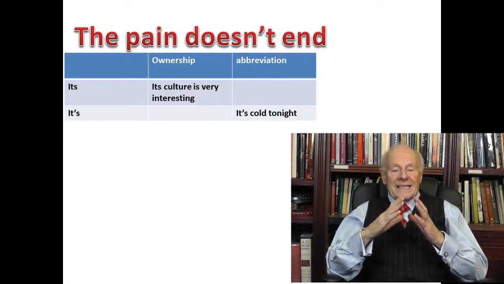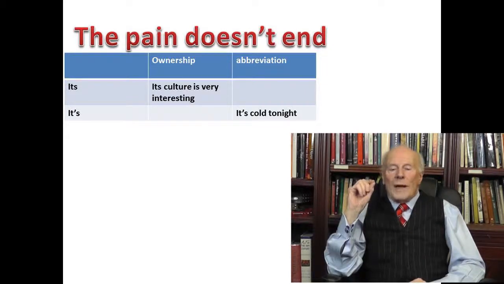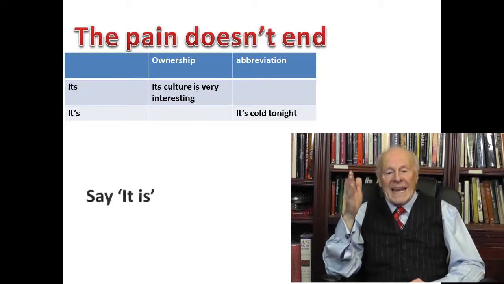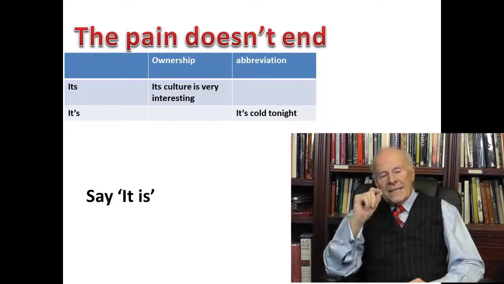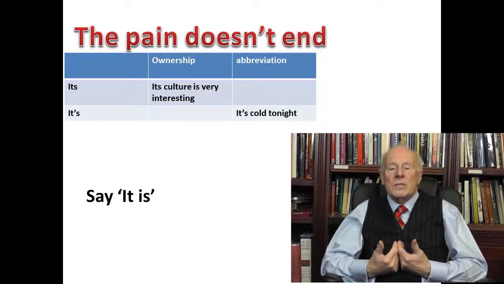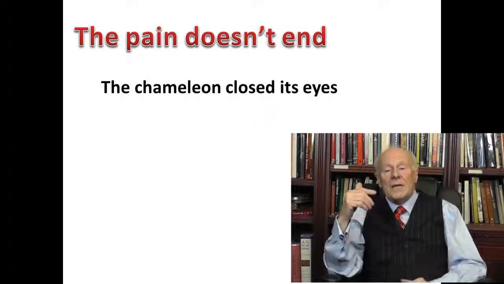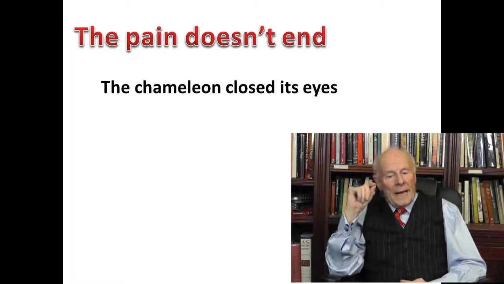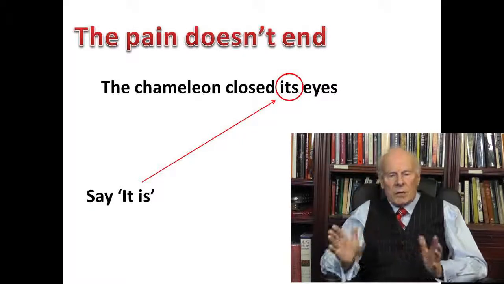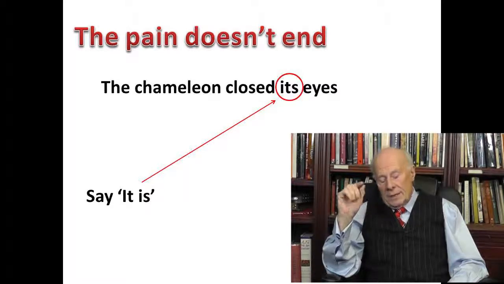Fortunately, there's a very simple test that will make sure you never get it wrong. Whenever you're not sure, just say the sentence out loud, saying it is, and if the sentence sounds right, you use an apostrophe. If it sounds wrong, you don't use one. Let's give it a try. Here's a sentence. The chameleon closed its eyes. If we now do our out loud exercise, the chameleon closed it is eyes, that's nonsense. So we don't use an apostrophe. It works every time.